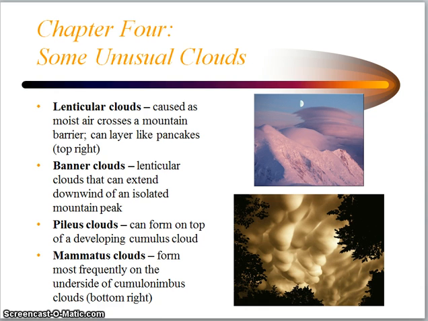Pileus clouds, not pictured here but pictured in your book, can form on top of a developing cumulus cloud, kind of like a lenticular cloud that forms on the top of a cumulus cloud. And most dramatically, mammatus clouds, which may often form on the underside of cumulonimbus or thunderclouds, especially when the thunderstorm is in the dissipating stage. This is a really dramatic example from your textbook of mammatus clouds, and they indicate a very unstable atmospheric condition.